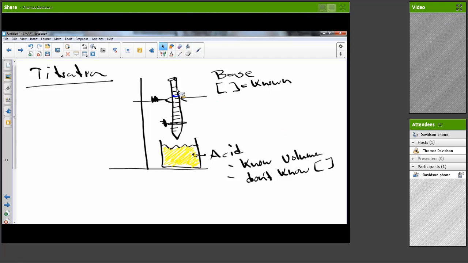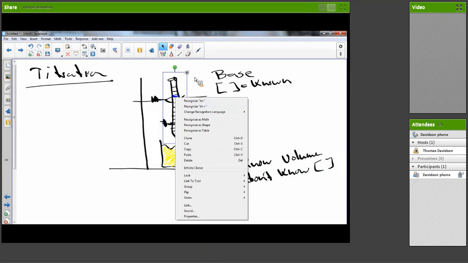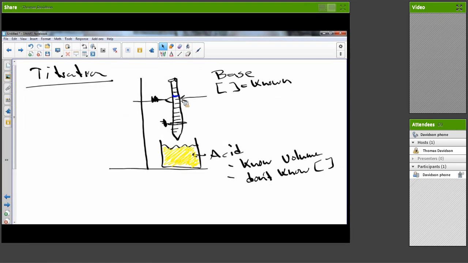I'm going to record the volume that I start at, and then I'm going to open this valve. And if I can grab the right part, nope, I want the blue, there we go. I'm going to open this valve, and the volume is going to start decreasing because I'm adding it here, right? And I'm going to keep adding until what happens? Until it turns green.